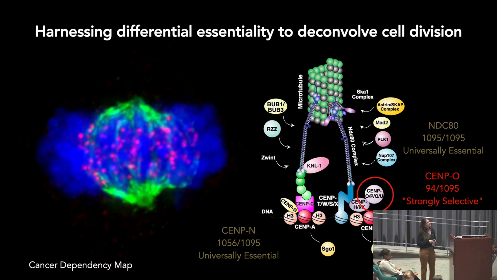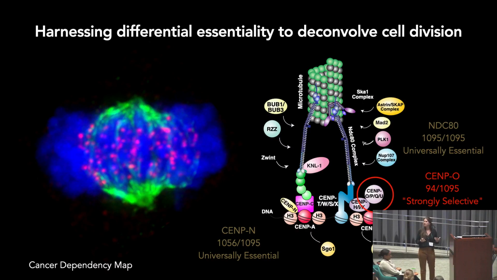But there's another complex here, the CENP-O complex, that behaves very differently. Here, only in 94 of the 1,095 cell lines that it was knocked out in did it actually impact cell proliferation and survival, something listed as strongly selected. So I was really interested when I started my postdoc in figuring out what this protein complex is doing. It's really strongly conserved from yeast to humans. It's always expressed in cells.